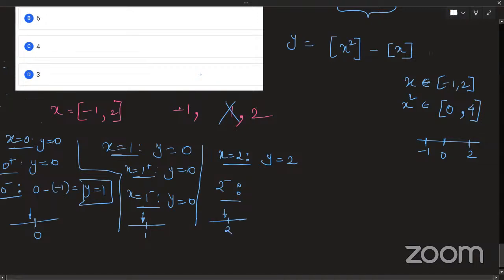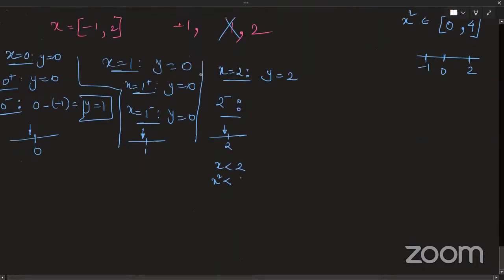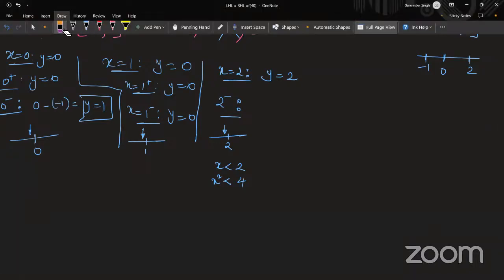Are you sure? Think back. No. See, a value that's just smaller than 2. What will be the square of that value? x is just smaller than 2, so x square will be just smaller than what? 2 square. What is 2 square? 4, right? So that means x square is a value that's just smaller than 4. So what will be its GIF of x square?